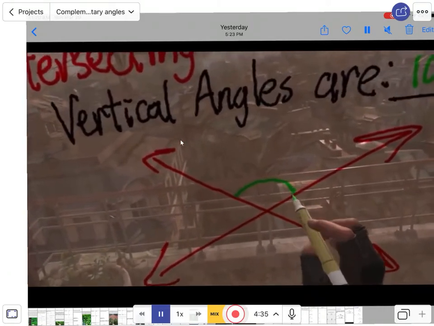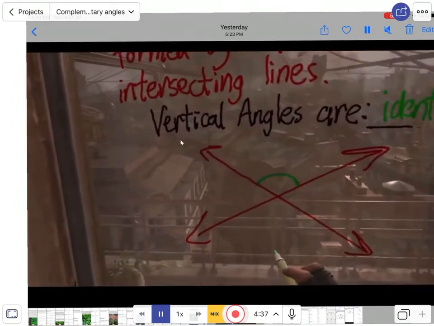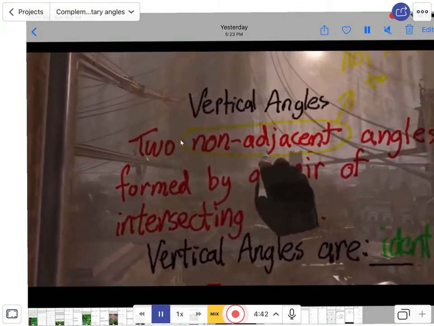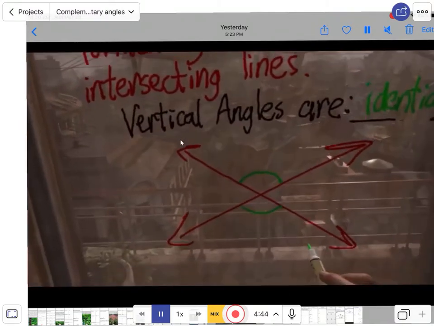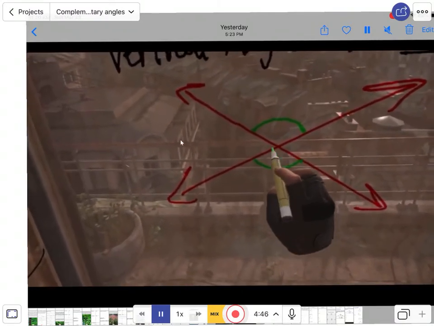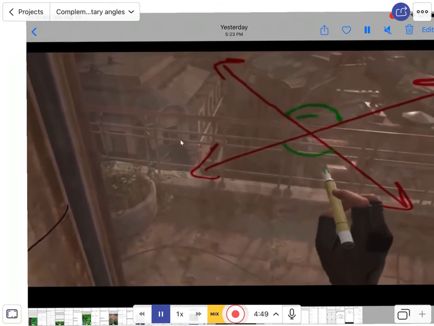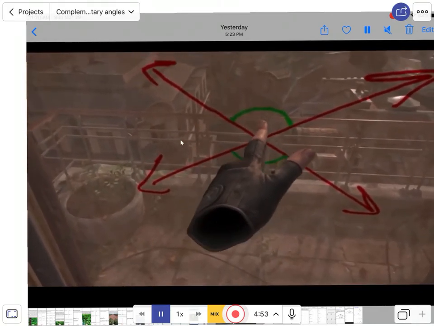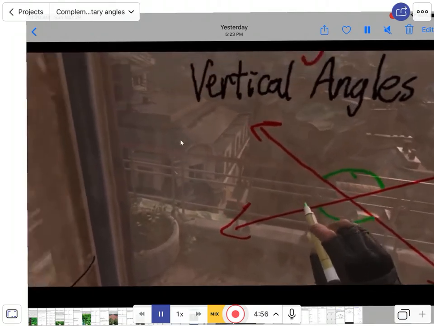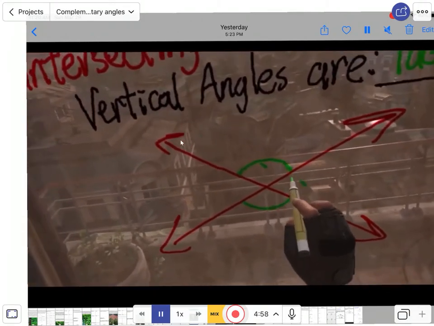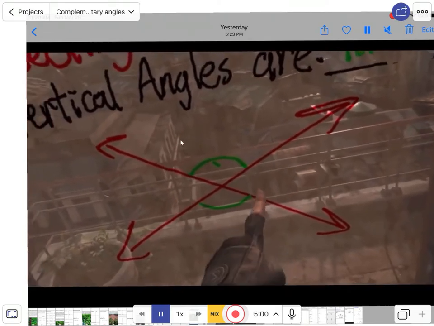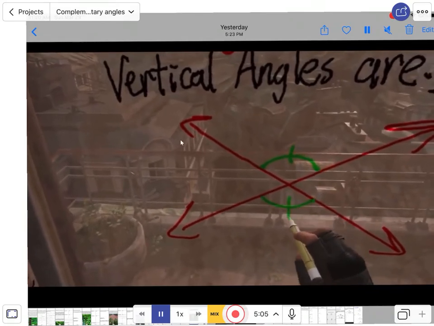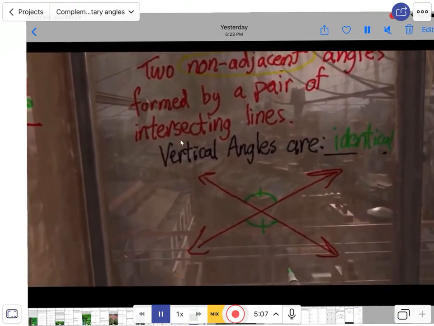So, this green angle here and this green angle here are non-adjacent. They are not right next to each other. So, those two angles are vertical. Okay. These two angles, the two green angles, are vertical angles, so they are identical. Little tick marks show that they're equal, if you remember that from class.